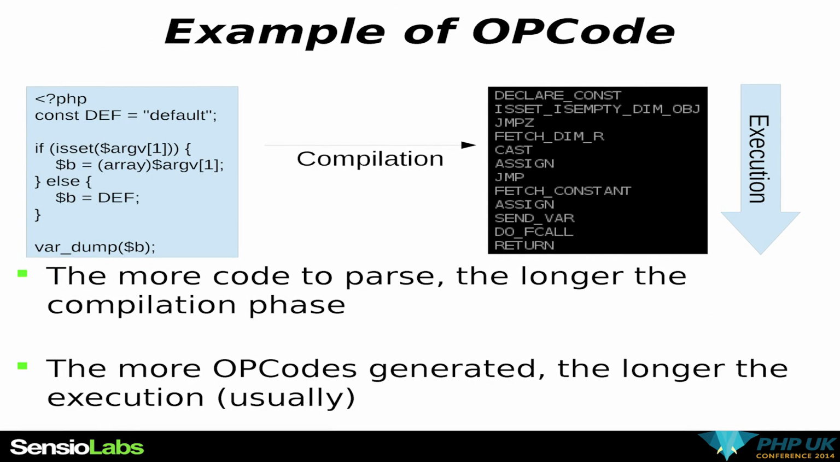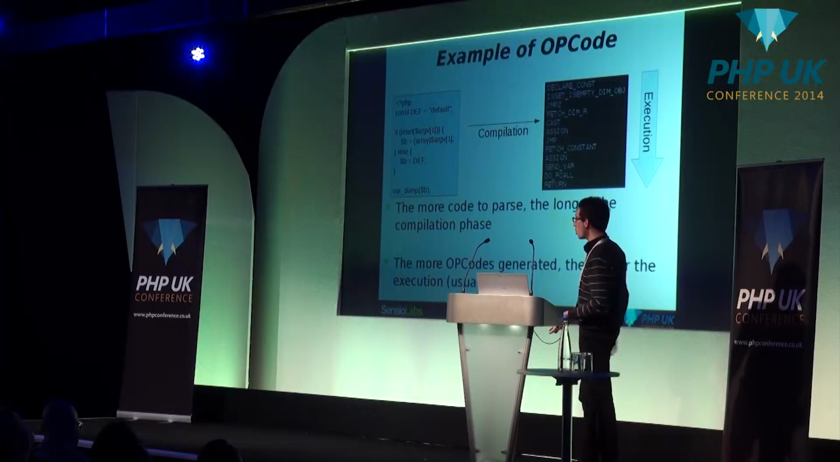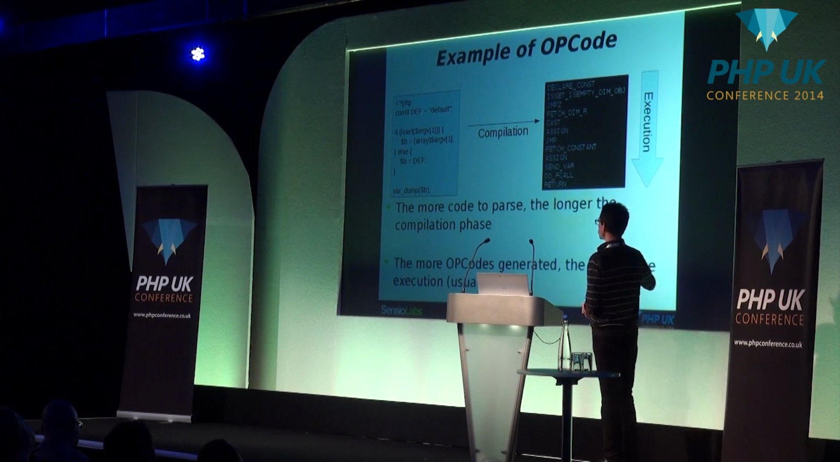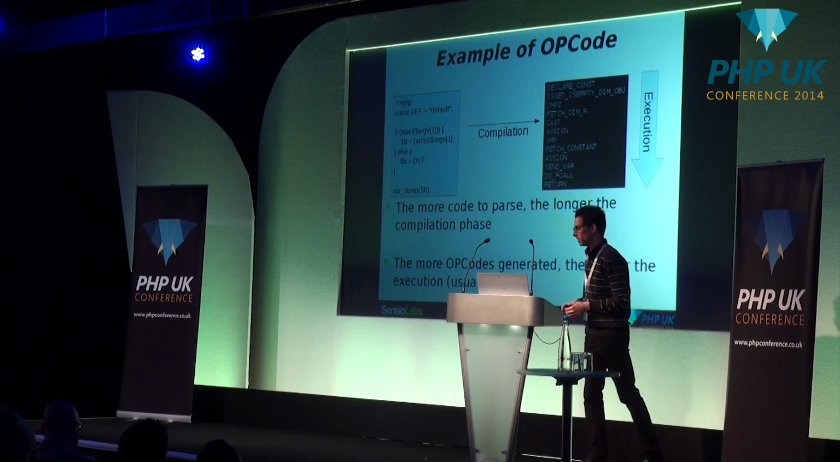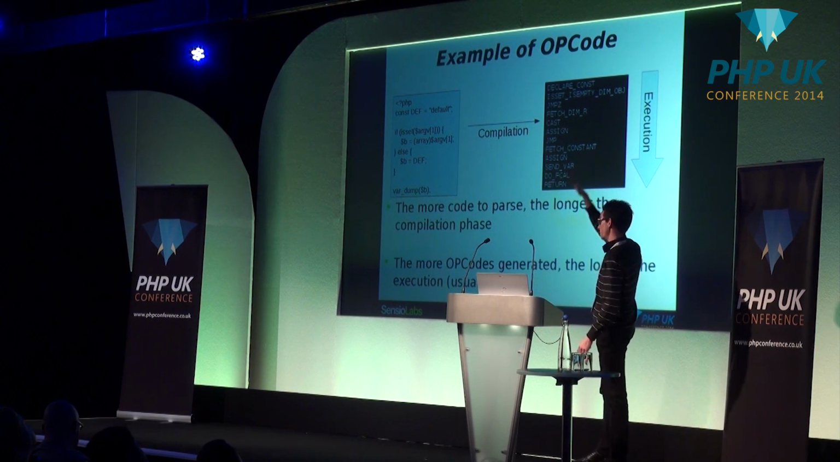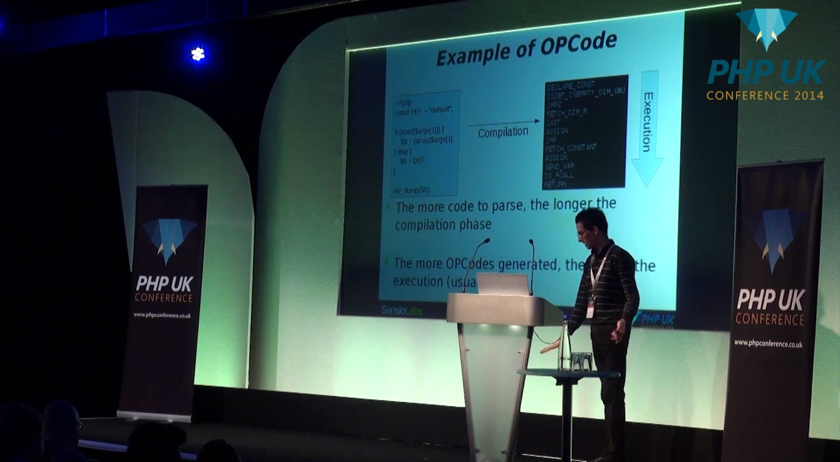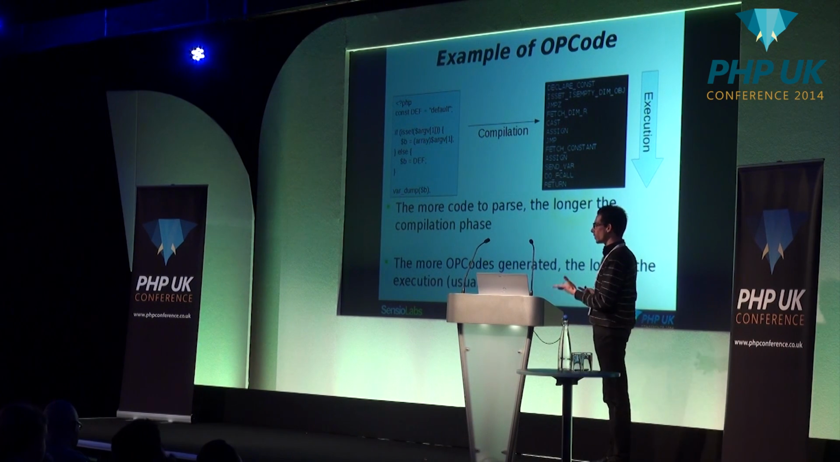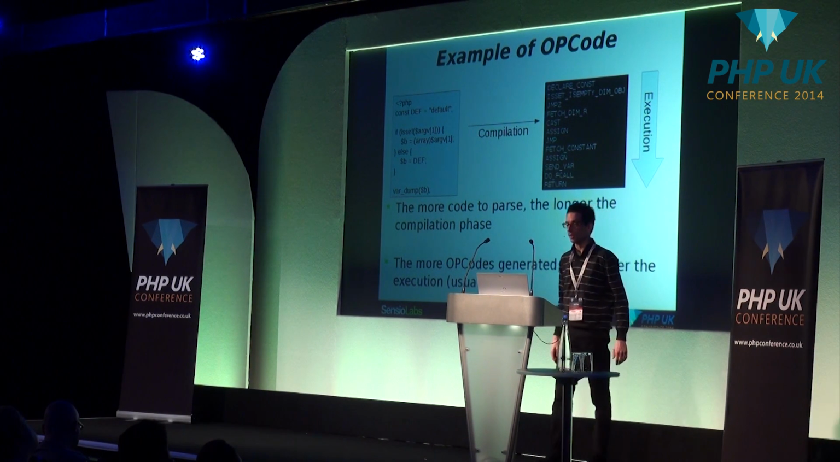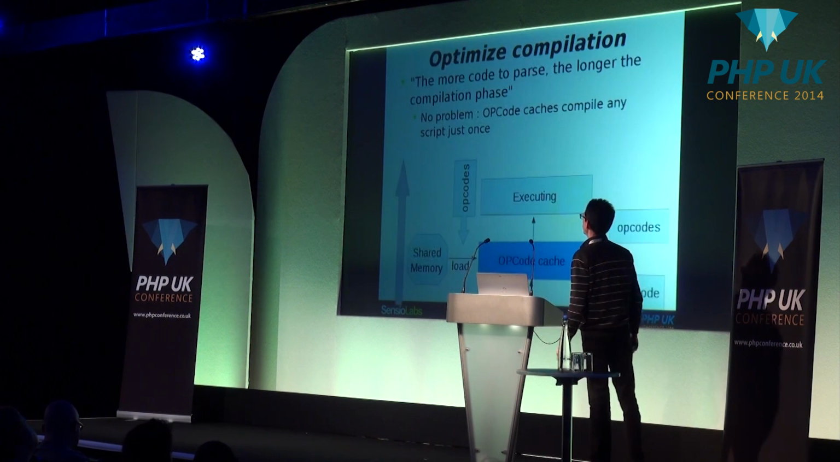This is compilation. When you run PHP code, it compiles and then executes. So the more code you have to parse, the longer the compilation phase will be. And the more opcodes generated, usually, it's not absolutely right, but usually the longer the execution will be. If you have 1,000 opcodes, yes, sure, if you have a jump which skips all this, it's not fair, but usually the more opcodes you have, the longer the execution will be. It's not really true, but anyway.